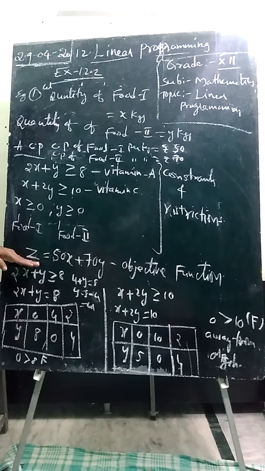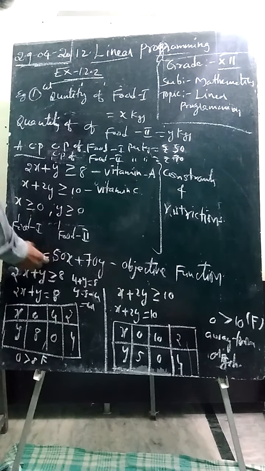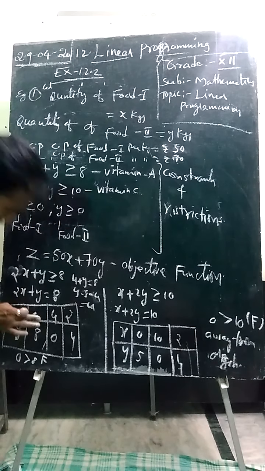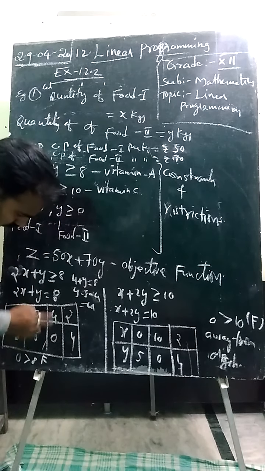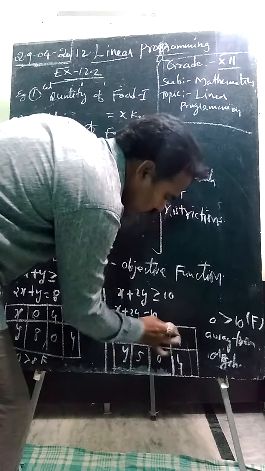Then we got the objective function. The objective function is nothing but minimizing of cost. What are we minimizing or what are we maximizing? Here, minimizing of cost. In industrial areas, maximizing of profit, minimizing production cost, like that. So we got the objective function, and we should minimize that. That is why we took coordinates here. After doing simplification, we got coordinates (0, 8), (4, 0), (2, 4). For this equation, (0, 5), (10, 0), (2, 4).